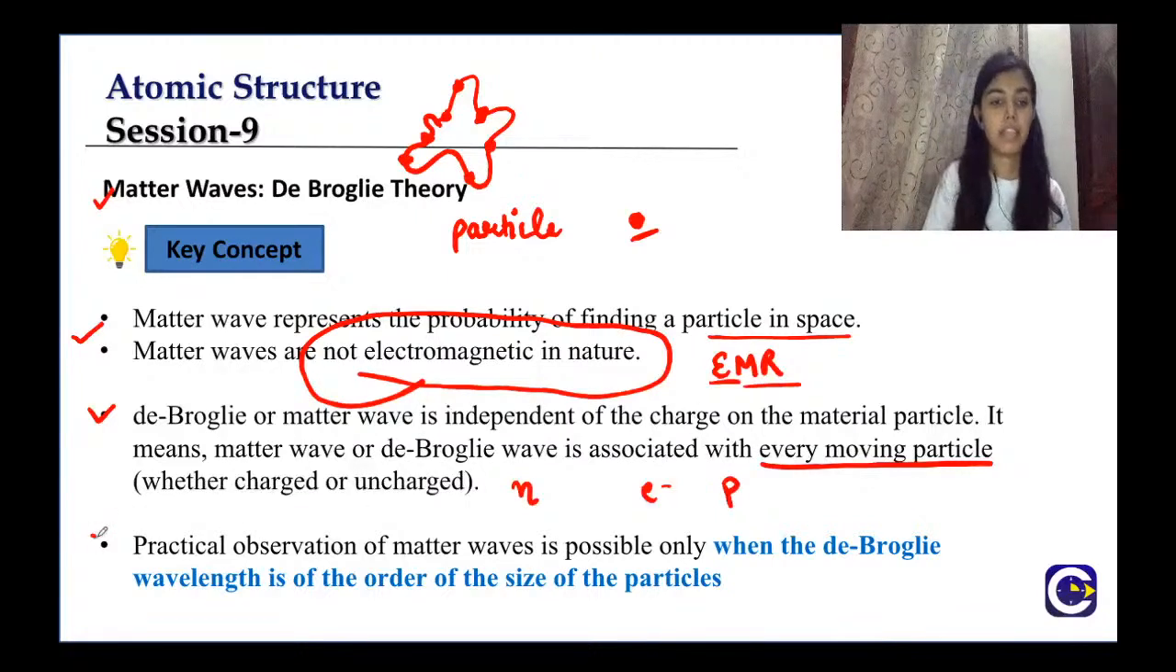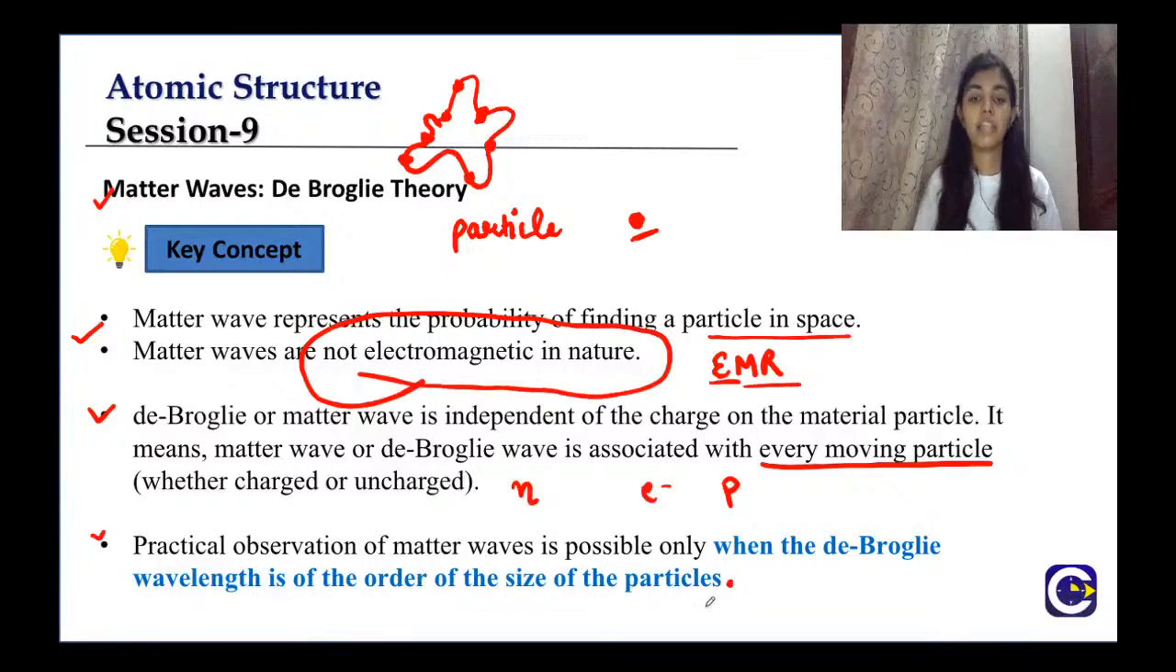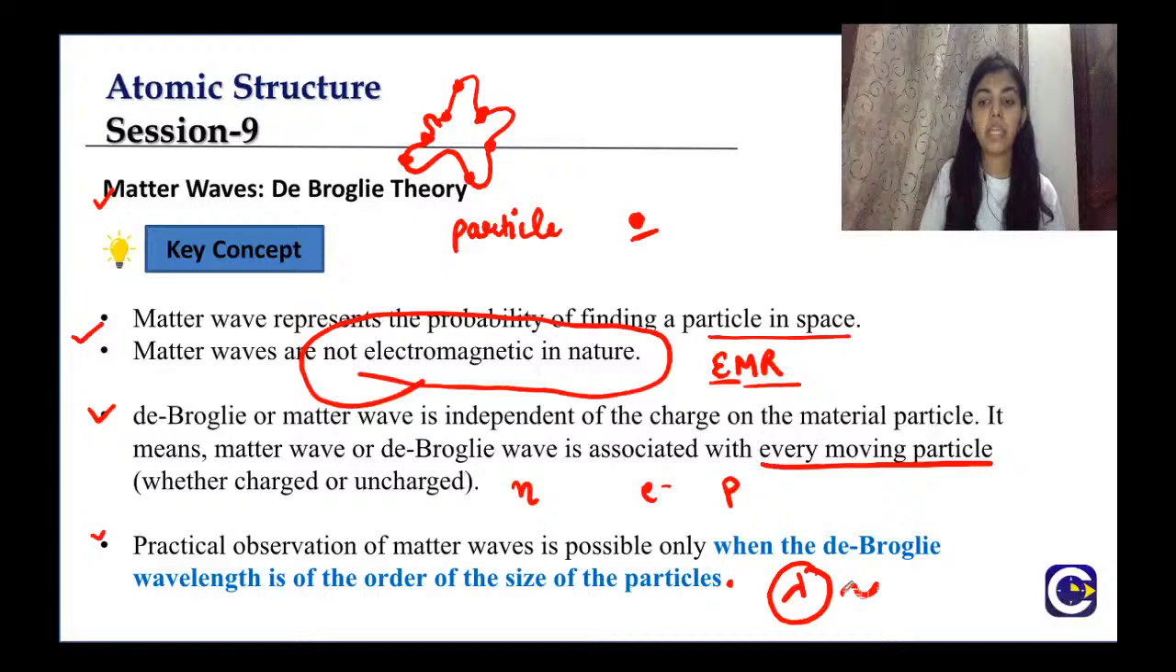Next, the practical observation of matter waves is only possible when the de Broglie wavelength is of the order of the size of the particles. This states that the lambda you are getting should be comparable with the size of the matter. Then only can you see the practical observation of matter waves. We have already seen that if you increase the mass much, lambda will be too short to be observed practically. So these points are very important; they define what matter waves are and their significance.